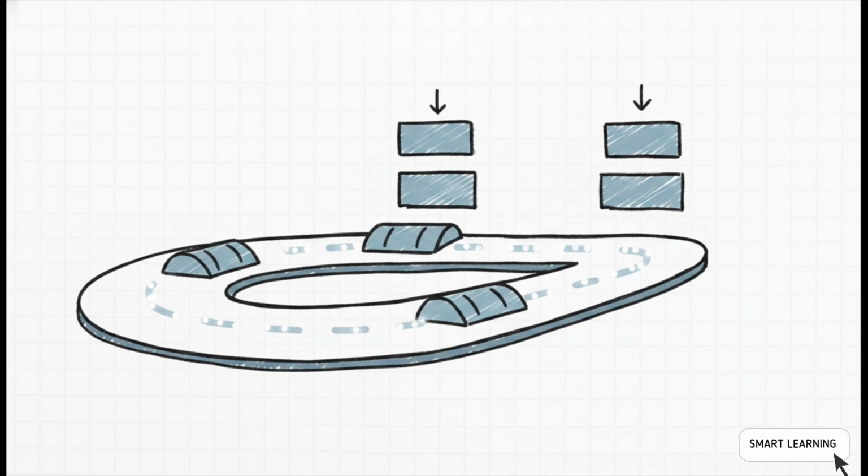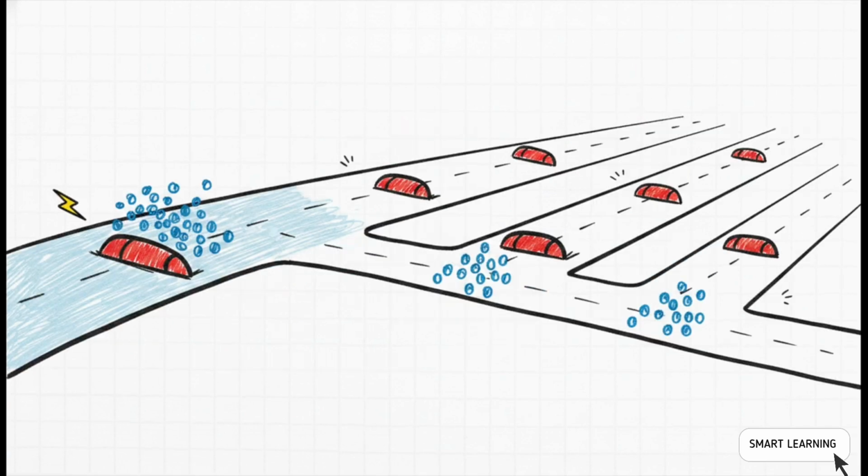Calculating the total resistance here is incredibly easy. R total simply equals R1 plus R2 plus R3, and so on. You literally just add the speed bumps together. But let's see how this builds when we completely change the road layout with a parallel combination.